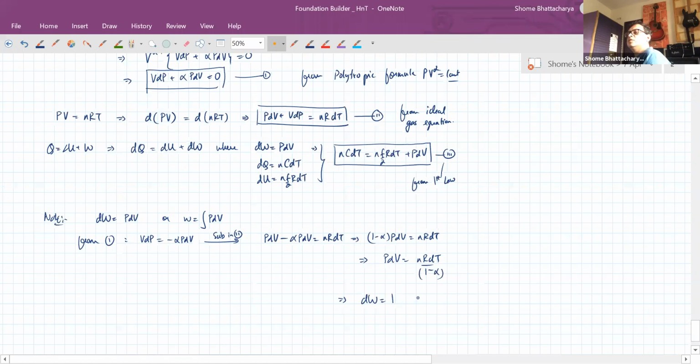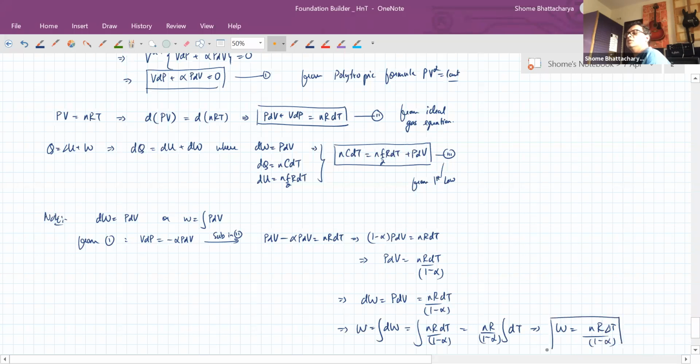Which means that during a small change, the differential work done is this much. So the total work done, which is integration of this, will become integration of this factor. Now in this, all these are constants, nR upon 1 minus alpha. So integration of dT is nothing but delta T. So work done is nR delta T upon 1 minus alpha. So this is the first part's proof, that the work done should be given by this formula. And you can see that this is coming directly by the application of these three equations.